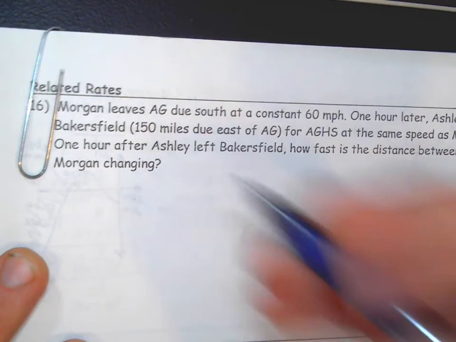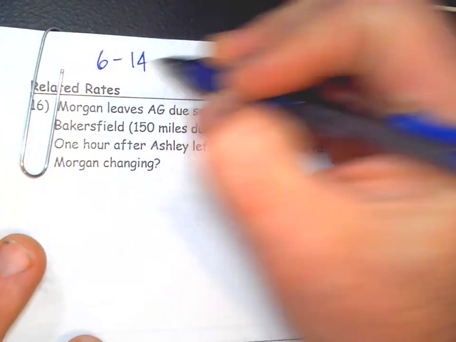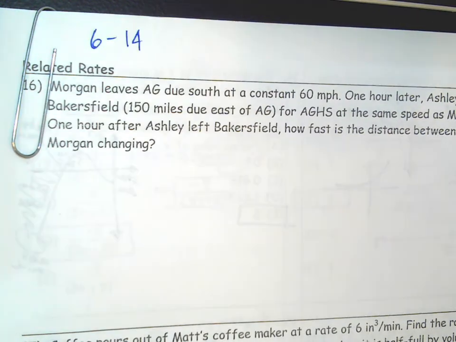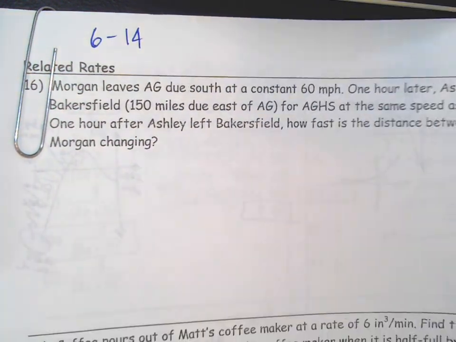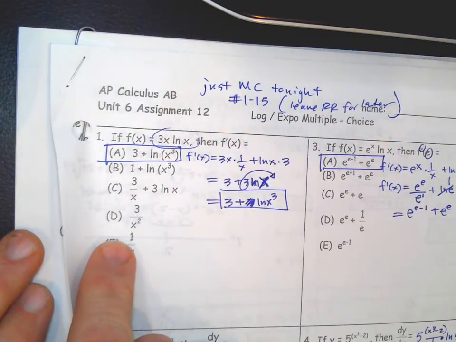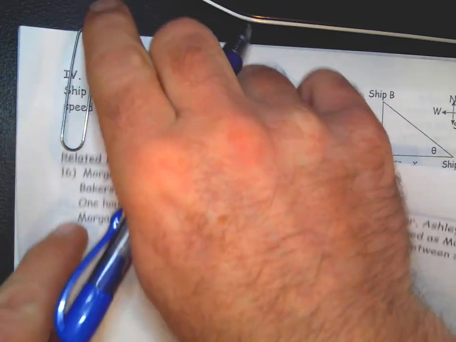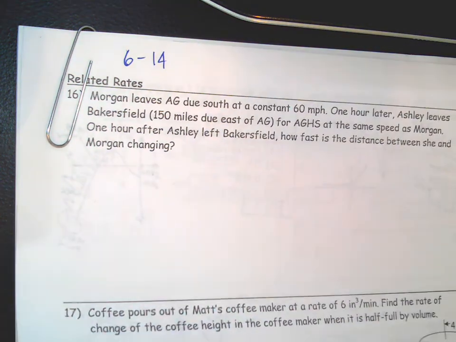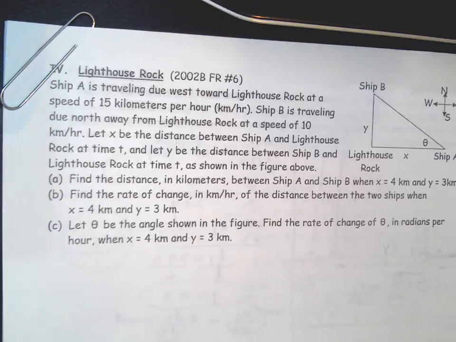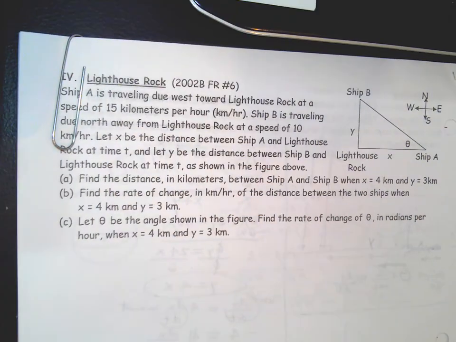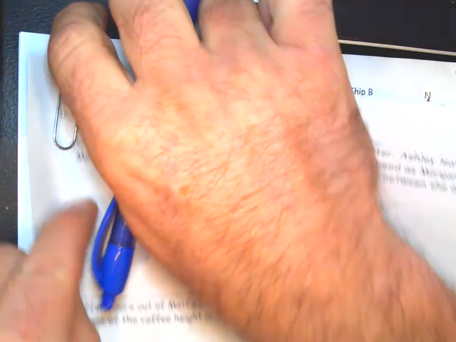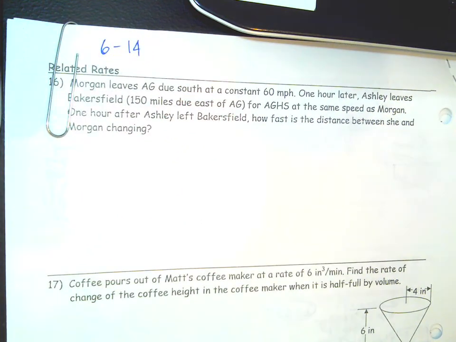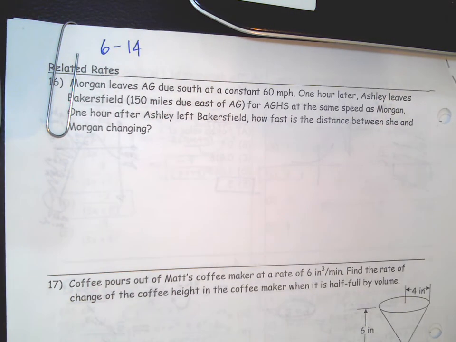AP Calculus AB. We're going to call this day 614 assignment. It's the 3 related rates problems from the back of day 612. So that's going to be 3 of them. And then the 4th problem is on the back of the day 1 notes, and it was Lighthouse Rock. So that's the other one. So these 4 problems we're going to count as day 614 assignment, counted separately from the 612 assignment and so forth.